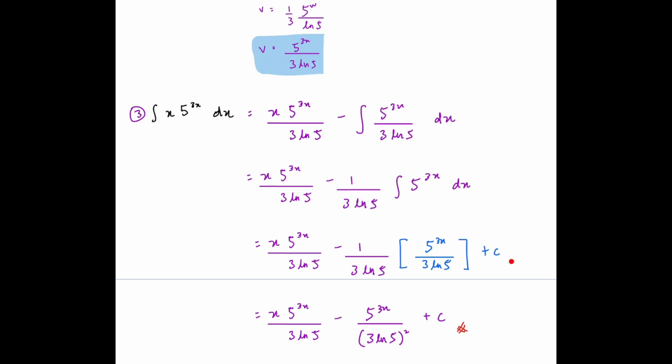Okay, and finally, let us simplify. For this one, you can just write it back. And for this one, this is the same function, so you can write it as squared. And your numerator is 5 to the power of 3x. And don't forget to write plus c. Therefore, this is your final answer.